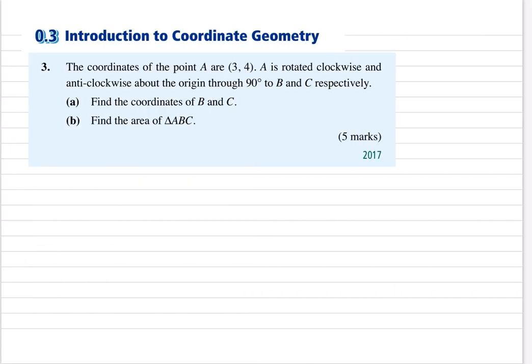So how about some rotation? You see this point is rotated clockwise, and then anti-clockwise, about the origin through 90 degrees to B and C respectively. So originally, you can think about it: 3 and 4, where is it? It should be something like this, 3 and 4. Say this is the point A. And then if this is rotated clockwise, you get somewhere like this here.